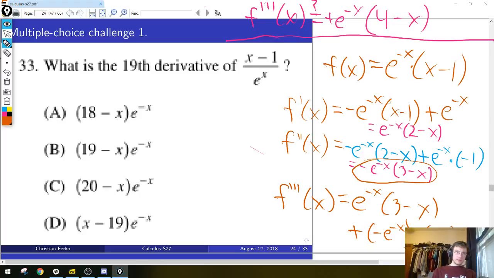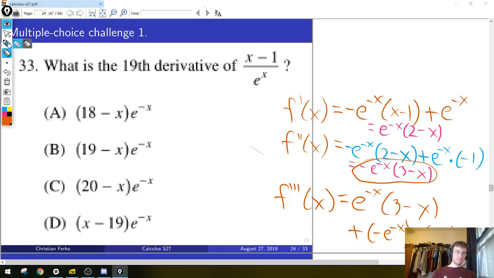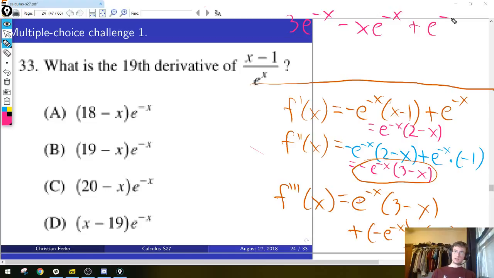Okay, so now let's simplify that a little bit. I really should have given myself more room, so I'm going to start erasing the upper derivatives, or at least the original function. Okay, so let's simplify this. I'll do out the algebra again. When I distribute this, this is 3e to the minus x, and then minus x e to the minus x. And then from the second line, minus minus makes a plus, so that's plus e to the minus x.